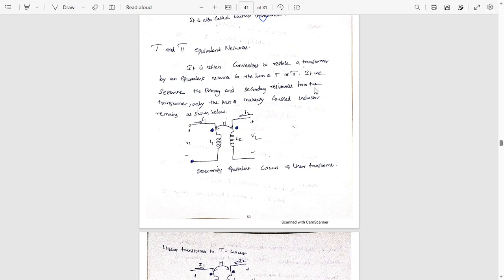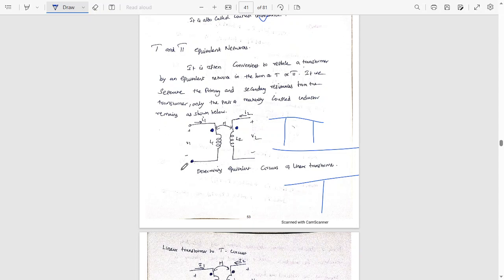Okay, T and pi equivalent networks. It is very convenient for us to replace a transformer by the equivalent network which is having pi or T. Okay, pi or T means so my transformers look like this. This is pi, this is T. Okay, these kind of networks can be drawn as an equivalent circuit for this transformers.